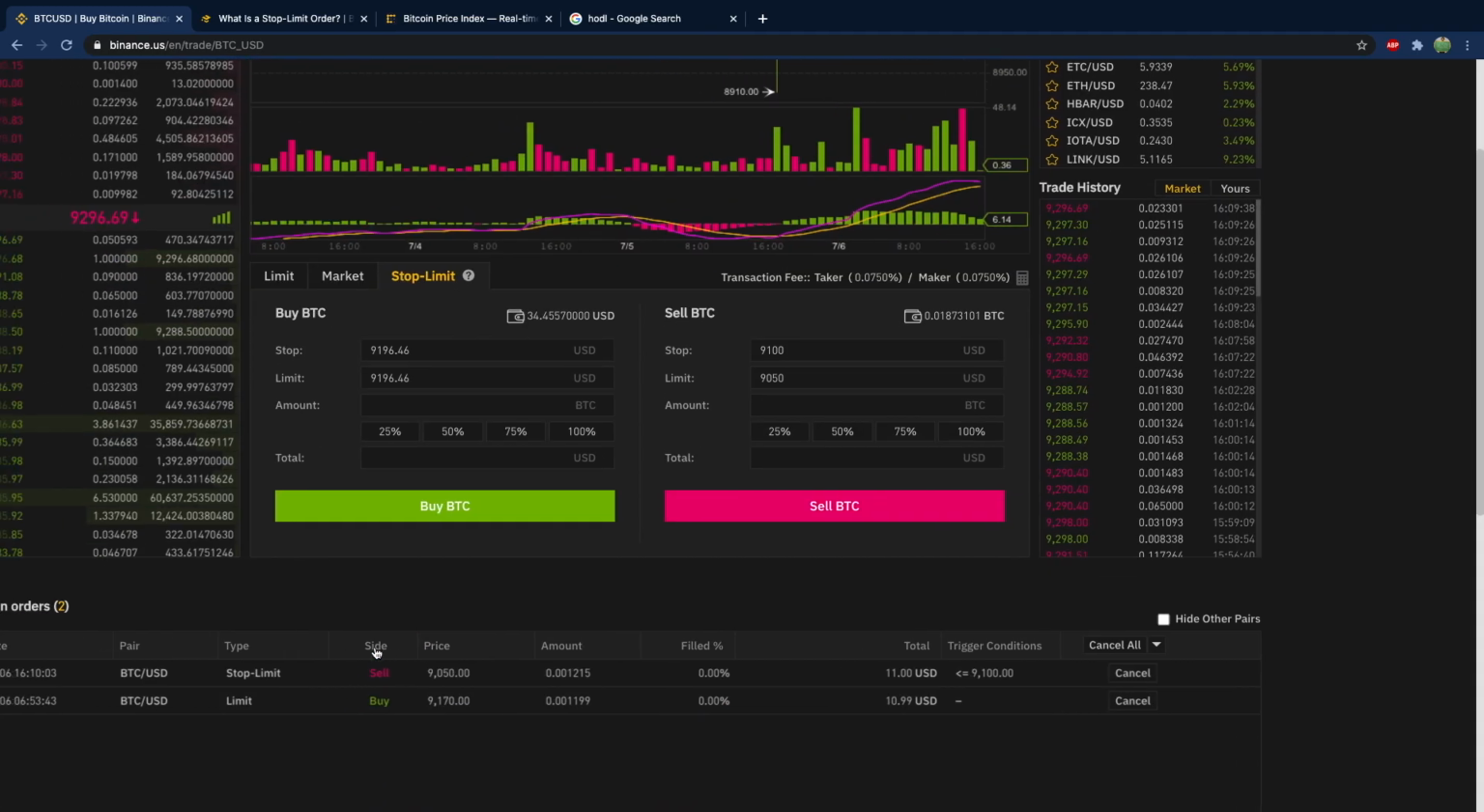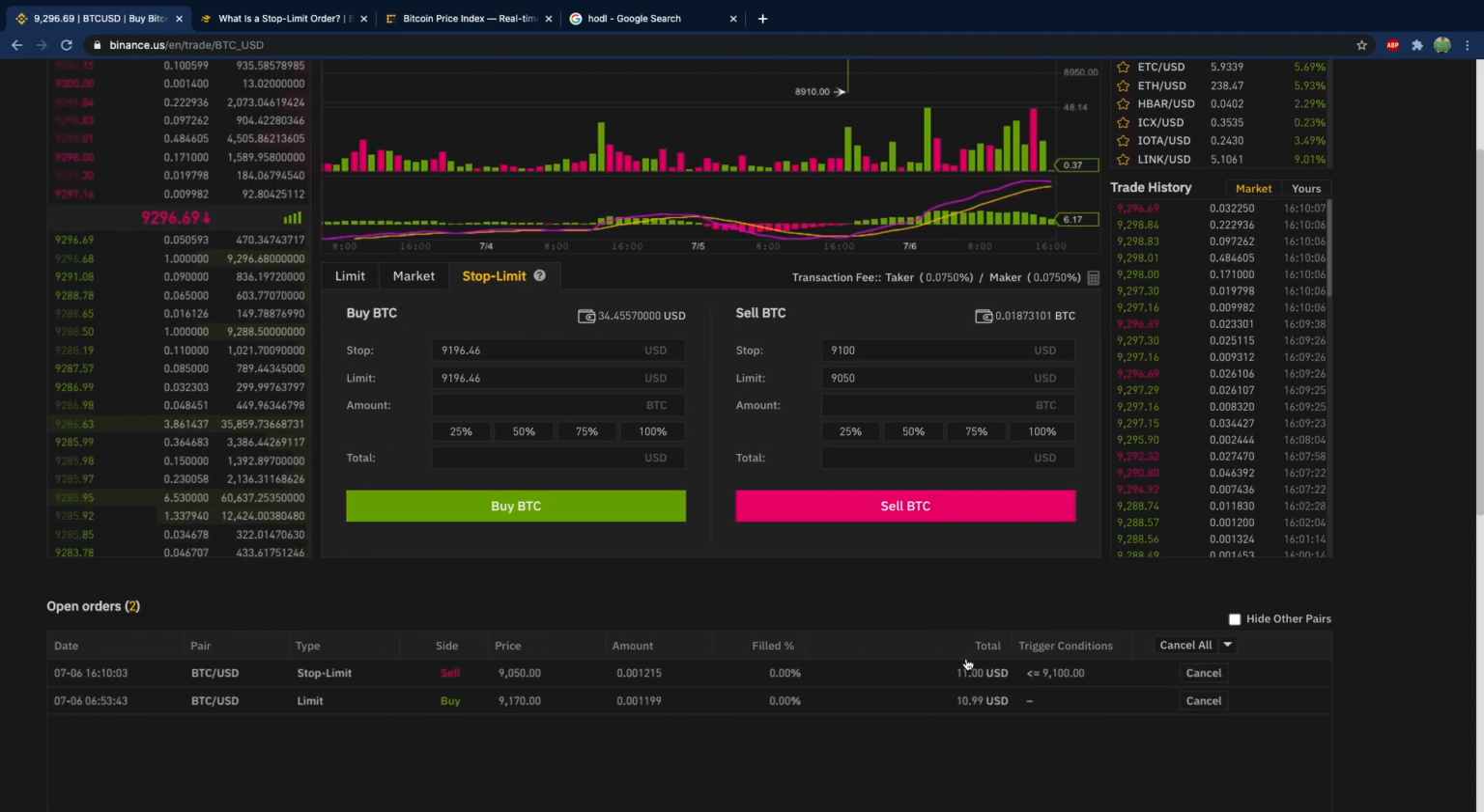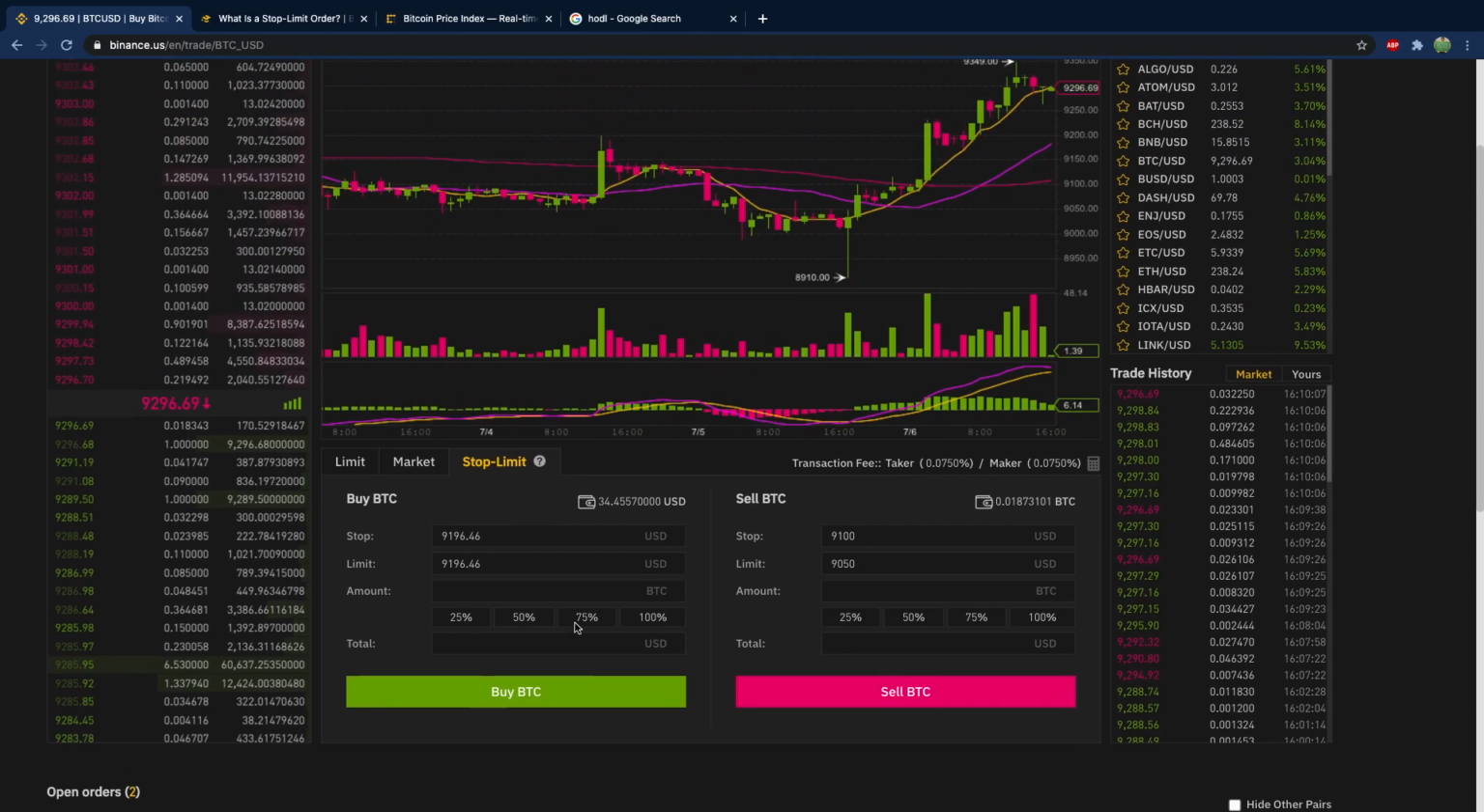When you do that, that's going to go in our open orders, but you can see this extra condition here. When the price of Bitcoin is less than 9,100, then this is going to be converted to a limit order at 9,050. So that is functionally how it works, but now I want to talk about when you might want to use something like this so you can understand it a little bit better.